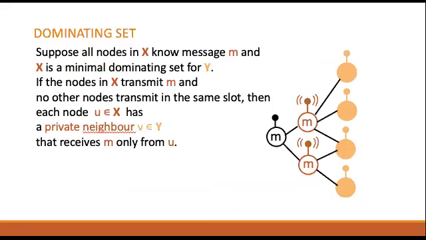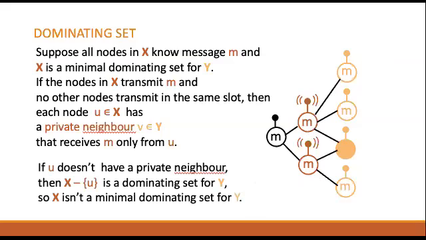Why are minimal dominating sets useful for radio broadcast? They have the following nice property. Suppose that X is a minimal dominating set for Y, and all nodes in X know the source message. Now consider a slot in which only the nodes in X transmit, and they all transmit the source message. Then for each node U in X, there's some node V in Y that receives the source message from U. Node V is called a private neighbor of U. For example, the top two orange nodes are private neighbors of the top brown node, and the bottom orange node is a private neighbor of the bottom brown node.